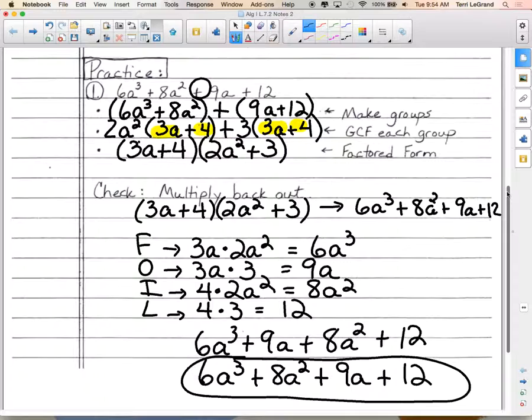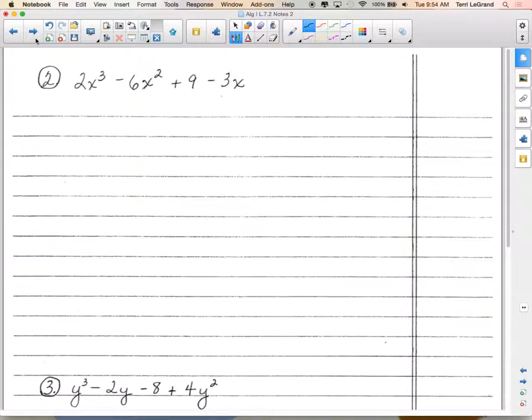Questions? Do you think this is okay? Was it important to learn how to GCF? Yeah? Okay. Let's go to the back side then.